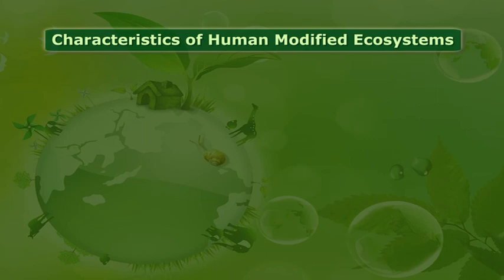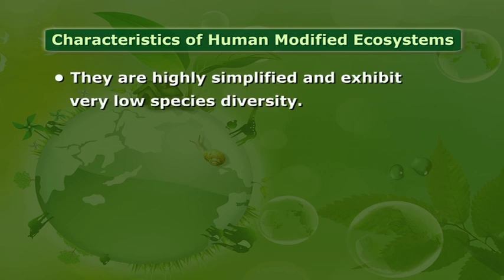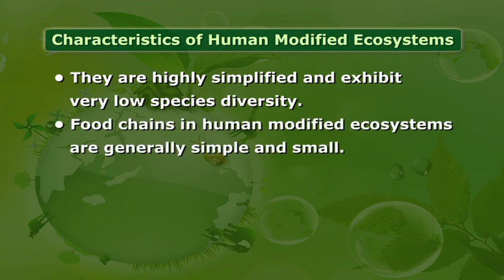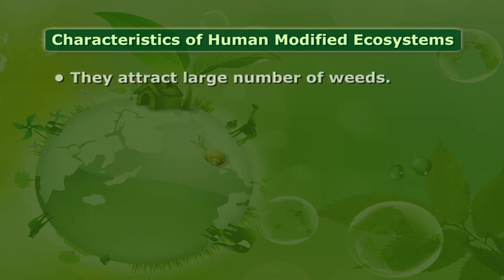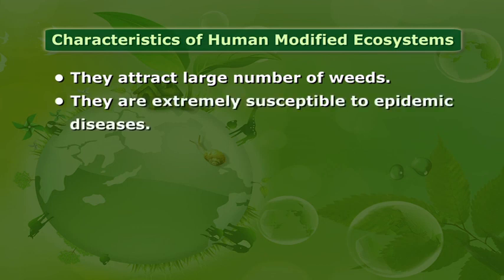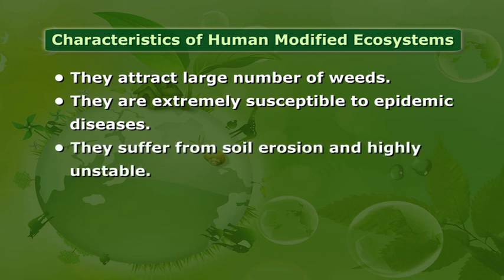There are certain specific characteristics of human modified ecosystems, such as: first, they are highly simplified and exhibit very low species diversity. Second, food chains in human modified ecosystems are generally simple and small. Third, they depend on human support for survival. Their need for energy, fertilizers, irrigation, etc. must be satisfied through anthropogenic sources. Fourth, they attract a large number of weeds. Fifth, they are extremely susceptible to epidemic diseases. Sixth, they suffer from soil erosion and are highly unstable.